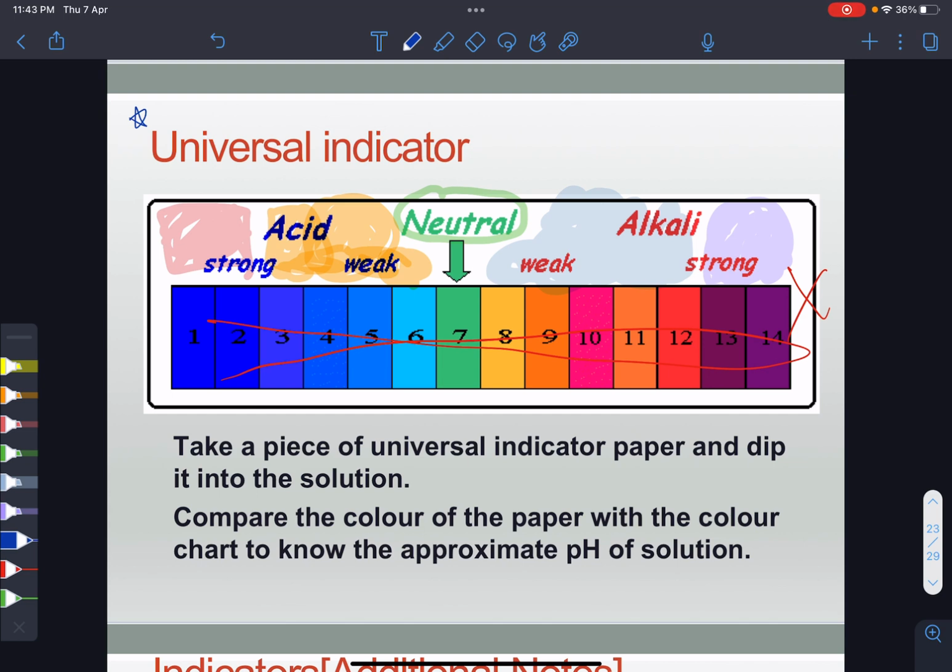So universal indicator, you get to answer this kind of question in a theory question every now and then. In the lab context, we seldom use it. If you see universal indicator, I don't think you have ever used it yet.